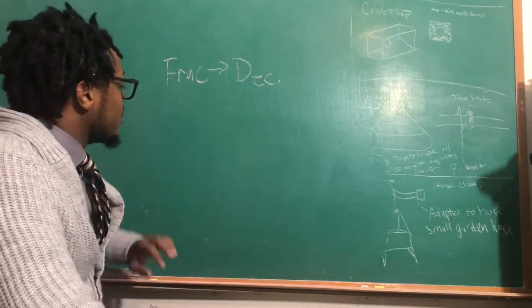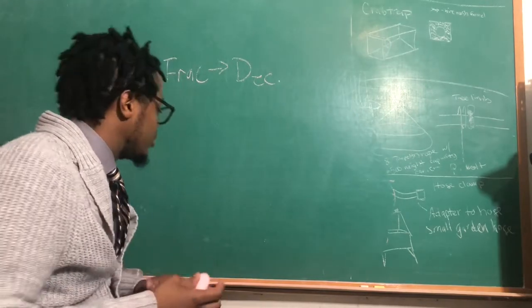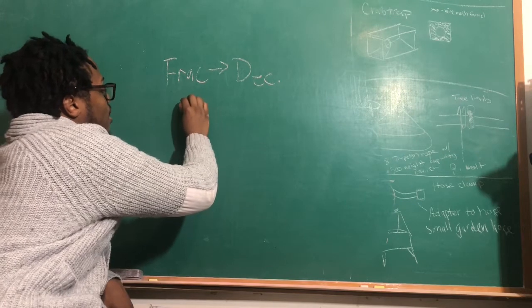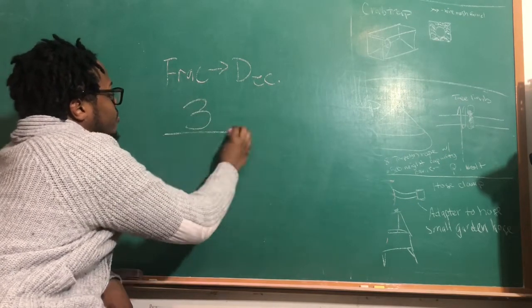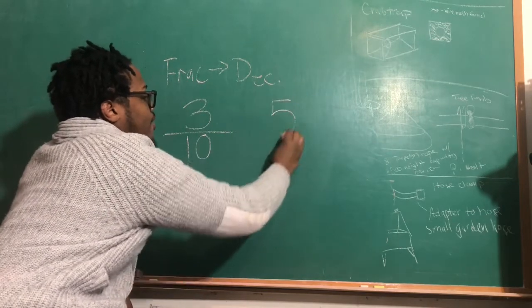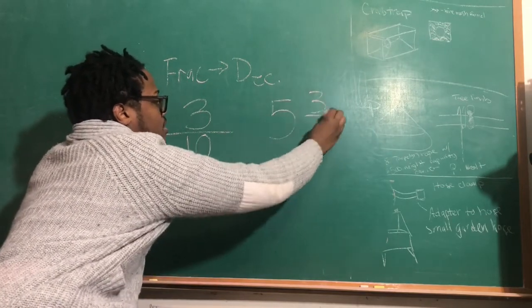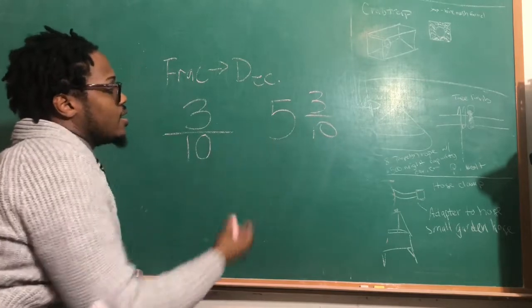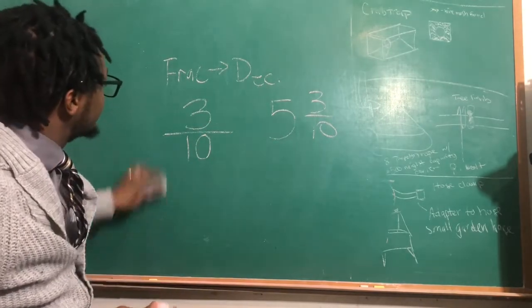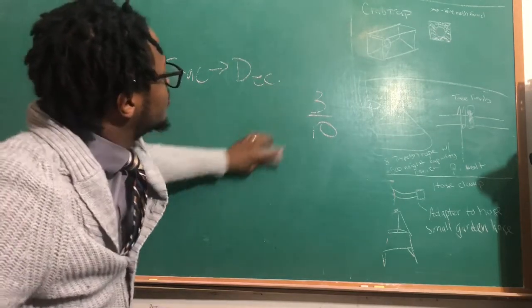So basically, when you're changing fractions to decimals, there's no difference here. Let's go ahead and take a look at a fraction. So we have 3/10. Then we'll look at 5 3/10. And then we'll go ahead and change this up.